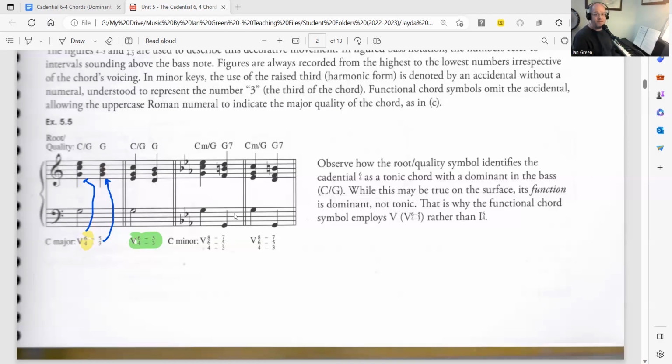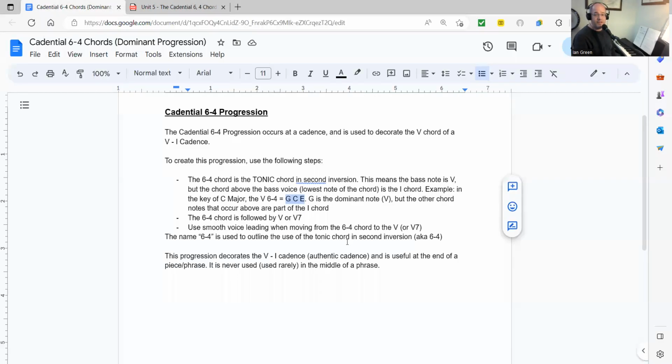So essentially, what is happening here is that the dominant chord is slightly prolonged, and also then there is a movement towards the tonic chord of this progression. The cadential 6/4 is used as a way to decorate the dominant chord of a 5/1 or an authentic cadence, and this is mostly useful at the end of a piece or the end of a phrase.